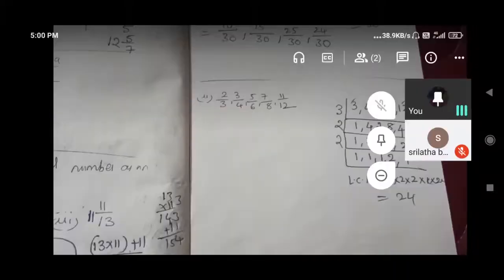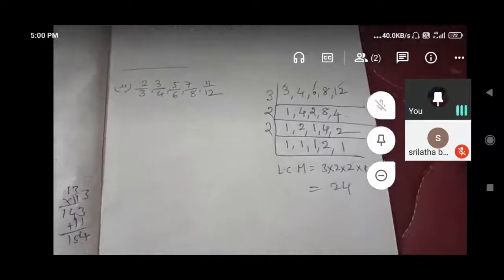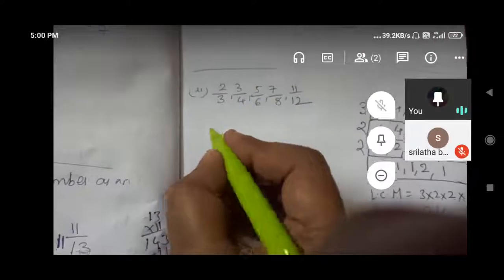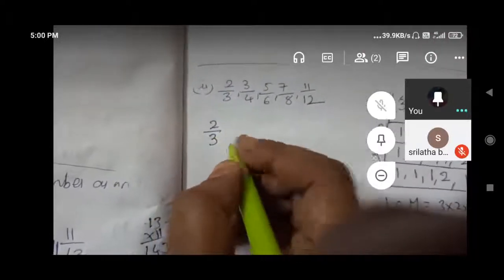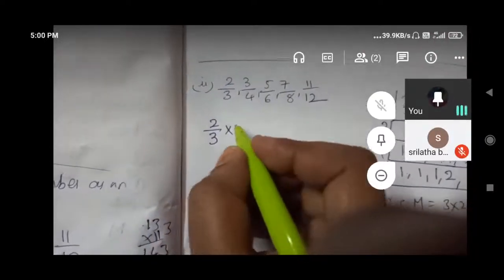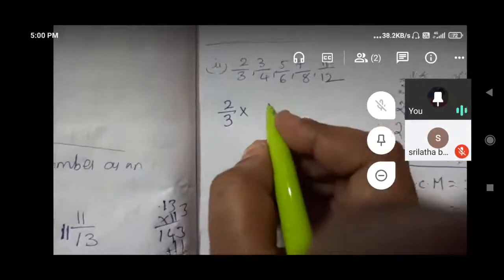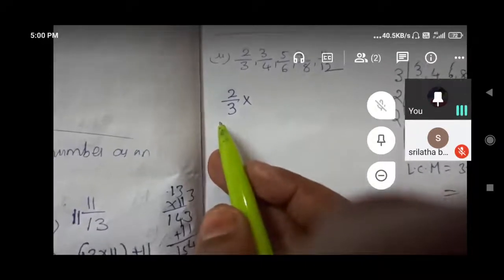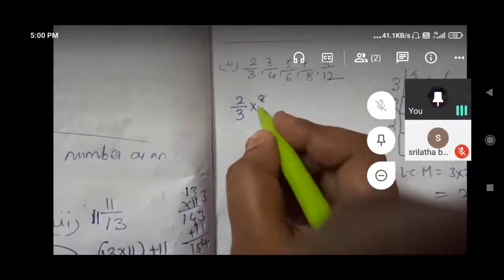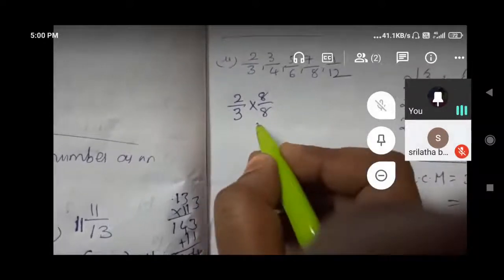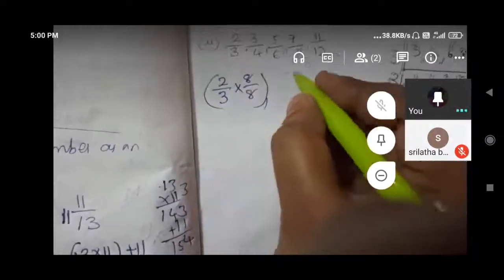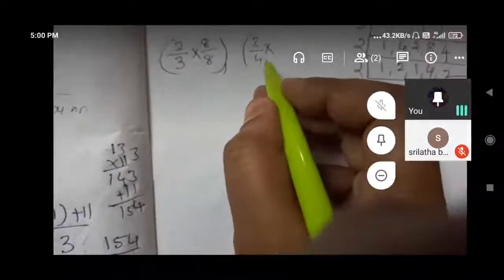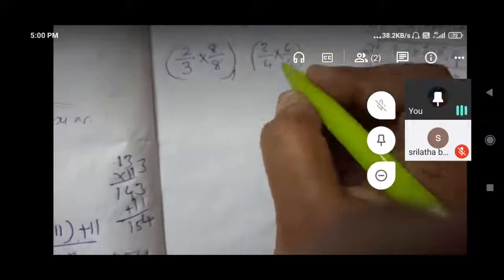Just a minute, Nana. Here the LCM of the denominators is 24. So we need to make all the denominators 24. Just multiply the numerator and denominator with an equal number. So here we need to make the denominator 24. So 3 by 4: 4 6s are 24, so with 6 I want to multiply numerator and denominator.